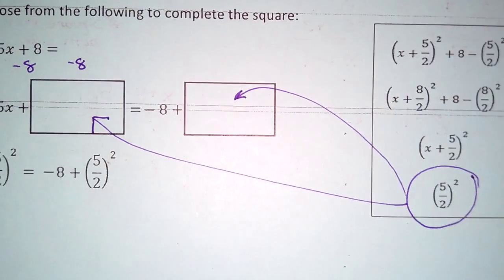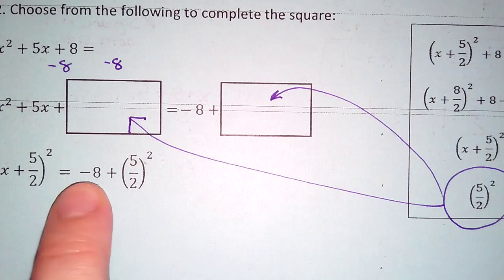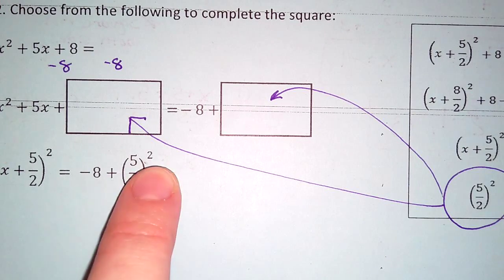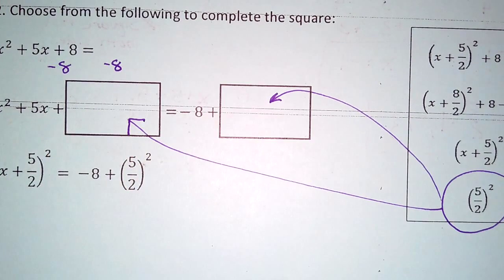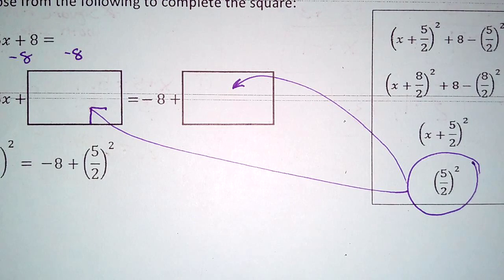So I'm guessing the answer would be the top one. Another hint is they have right here negative 8 plus 5 over 2 squared. All we have to do is figure out what would go in those blanks. That one right there. We don't even have to finish solving it. Questions?